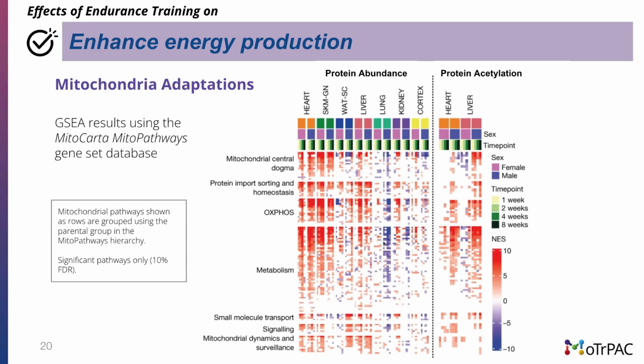You see that pattern overall, with the exception that it maybe goes down in males in lung. And the same thing when we look at protein acetylation, which we had available for only these two tissues, heart and liver, but you also see that anything related to metabolism is also increasing in abundance.